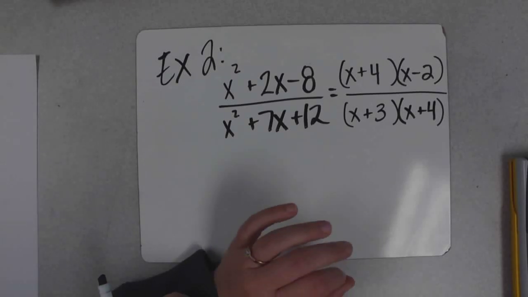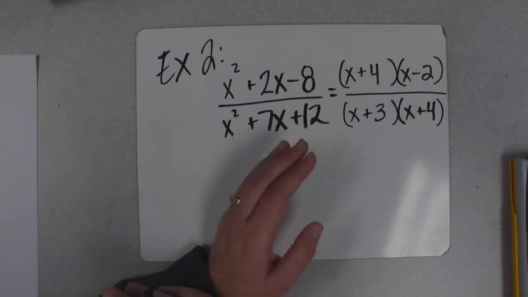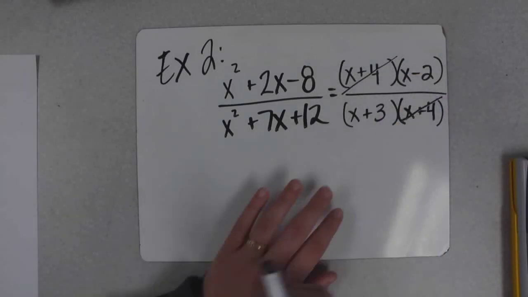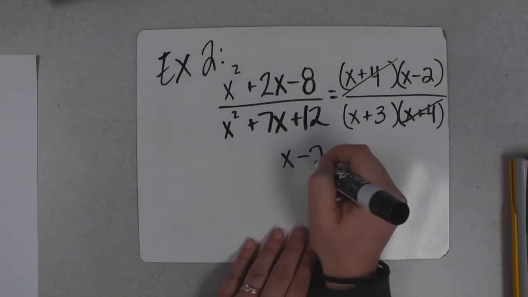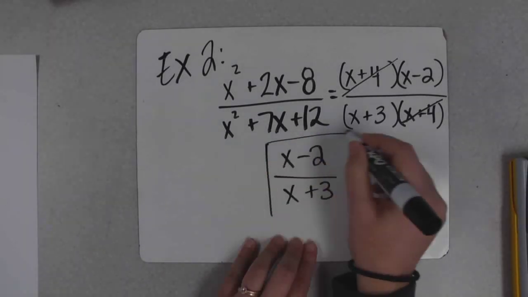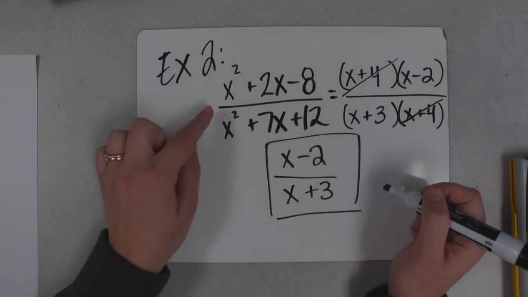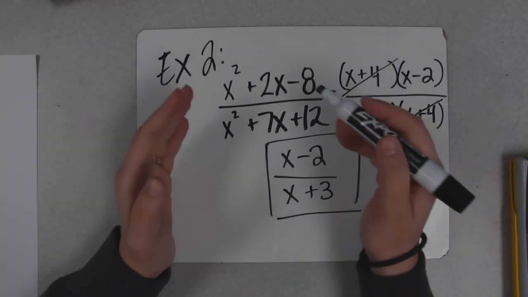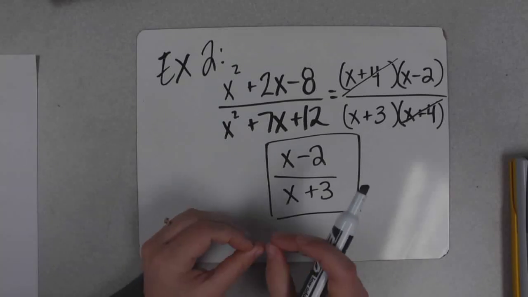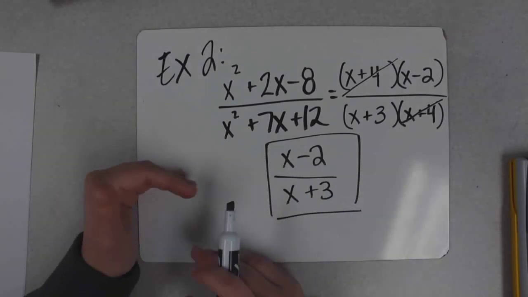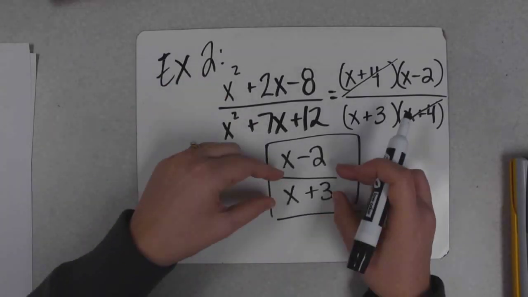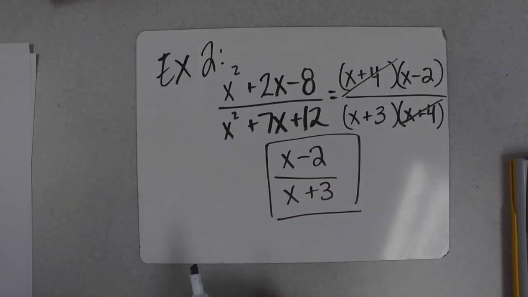Now that I've factored it, I'm looking for a common factor, and clearly it's the x plus 4, so I can cancel those out. My final answer would be x minus 2 over x plus 3. We're not solving for x, we're just simplifying. So our original fraction and our answer are equivalent. I could take a number for x, plug it in here and plug it in here, and I'm going to get the same thing.